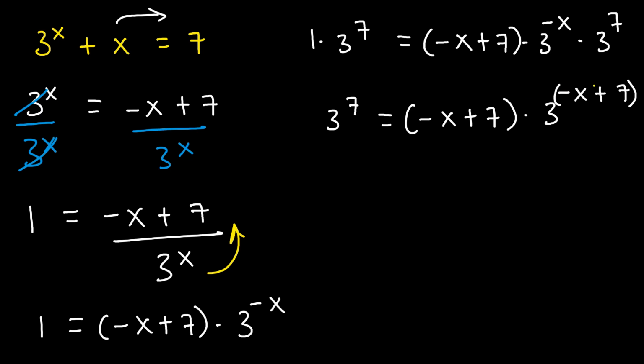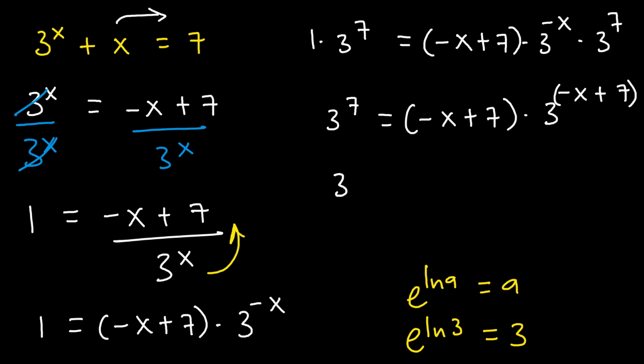And at this point, you can see that this is the same as this. However, instead of e, we have 3. So what should we do? We know that whenever you have e to the power of natural log of a, this is the same as a. So if you have e to the power of natural log of 3, this will be equal to 3. So we shall express 3 in the same way.